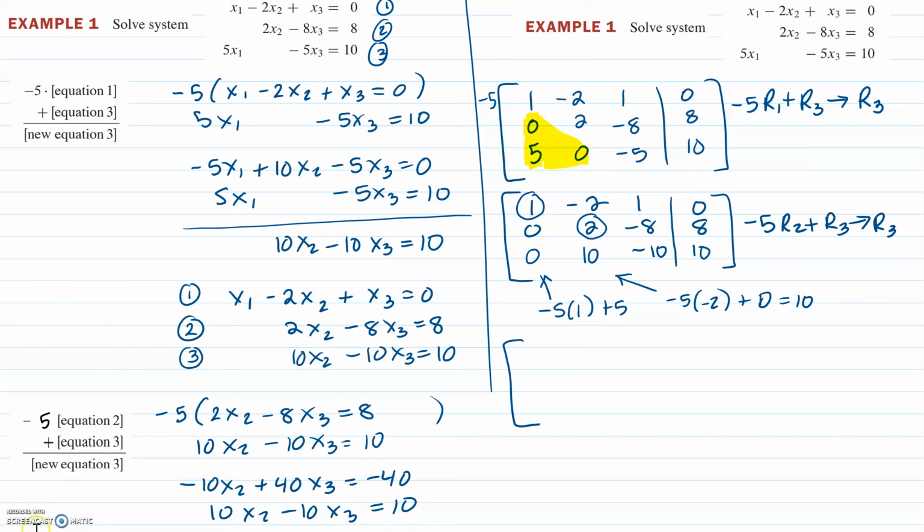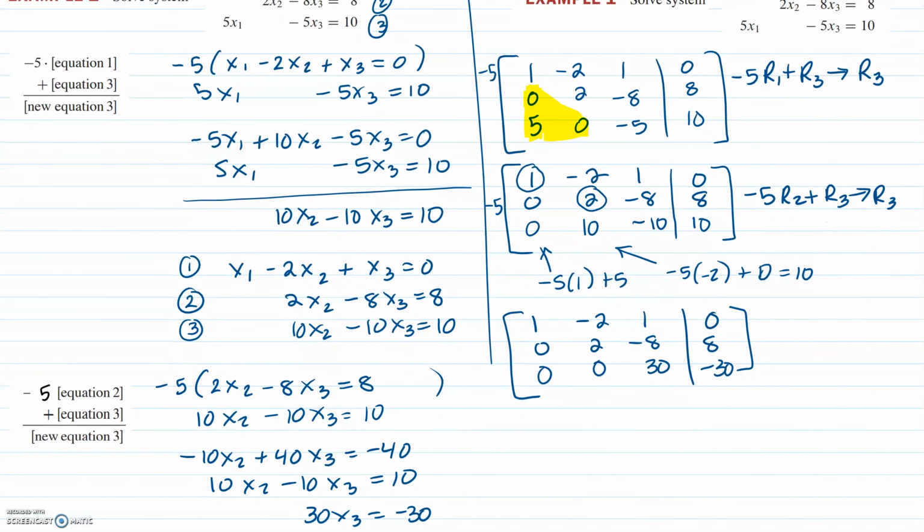Again, the first 2 rows do not change. And the third row, we'll put a -5 now on this, will become -5 times 0 added to 0 is 0. That does not change. That's good. -5 times 2 is -10 added to 10 is 0. -5 times -8 is 40, added to -10 here is 30. And finally, -5 times 8, -40, added to 10 is negative 30.